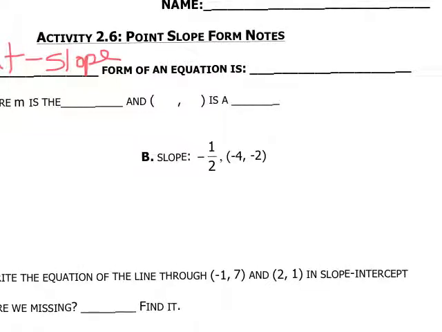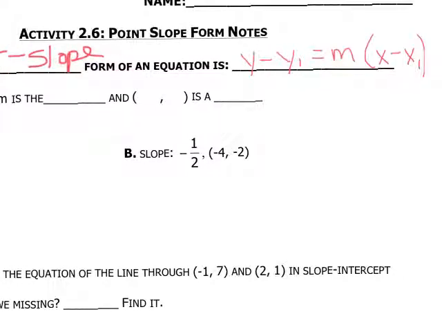Okay, so it is y minus y sub 1. It's a little sub 1. It's not y to the first power. It's just y sub 1, kind of like what we saw on the slope formula, equals m, and you guys should all know what that means, right? What's m? Slope, good. And then in parentheses, x minus x sub 1. So I have y minus y sub 1 equals m times the quantity x minus x1.